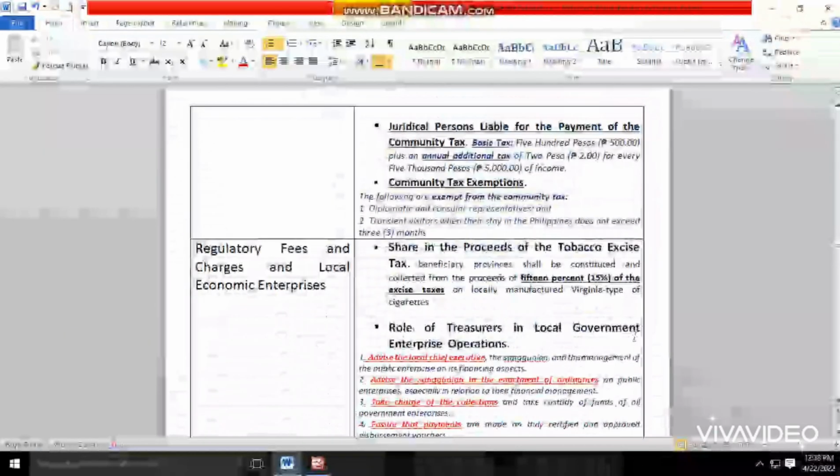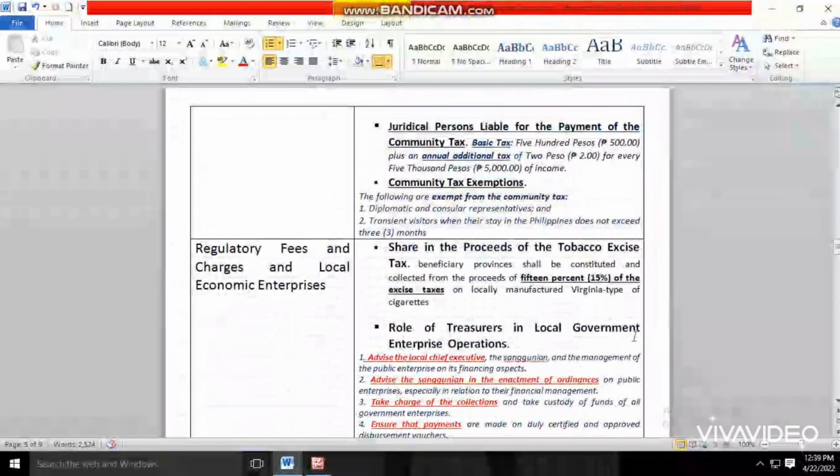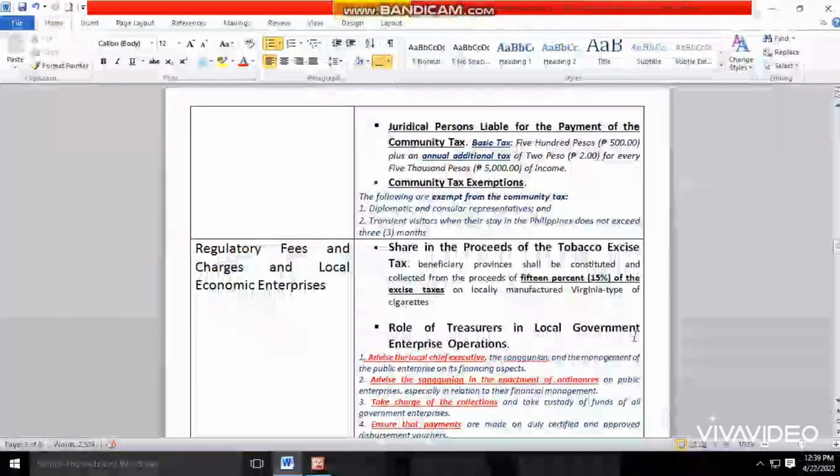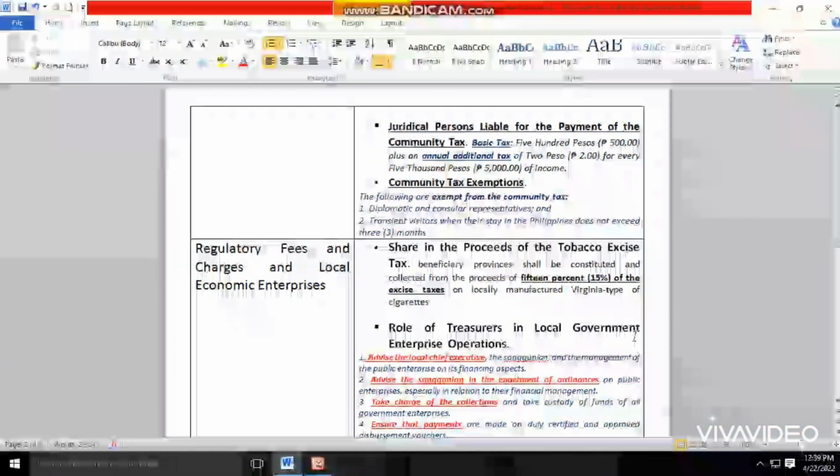About naman po sa corporations that will get a cedula or community tax certificate, or the so-called juridical persons liable for the payment of the community tax, the basic tax is 500 pesos, and then there is an annual additional tax for every income or gross receipts sa corporations. There is 5,000 of the annual income. The annual income is divided by 5,000 times 2 pesos.